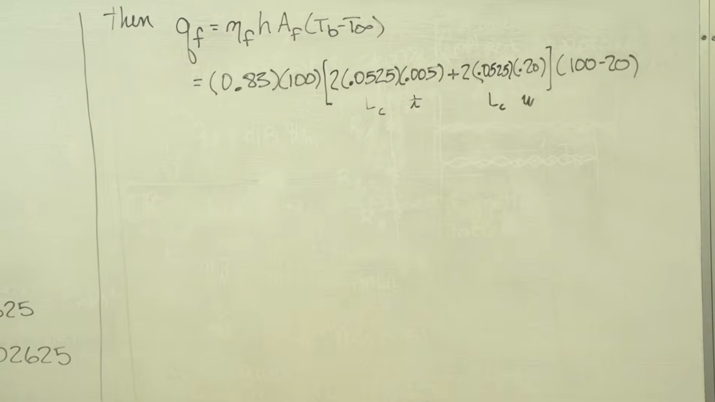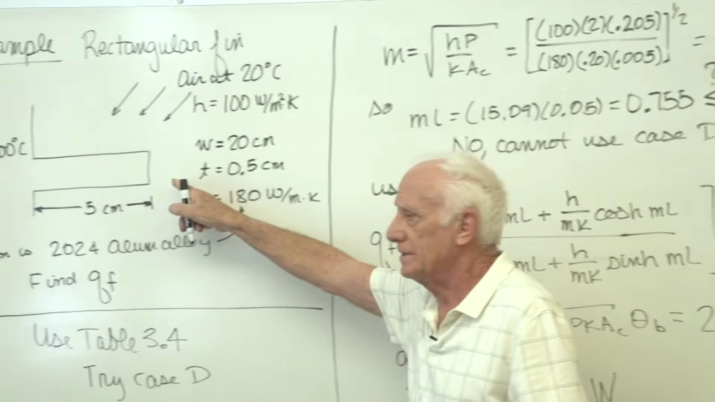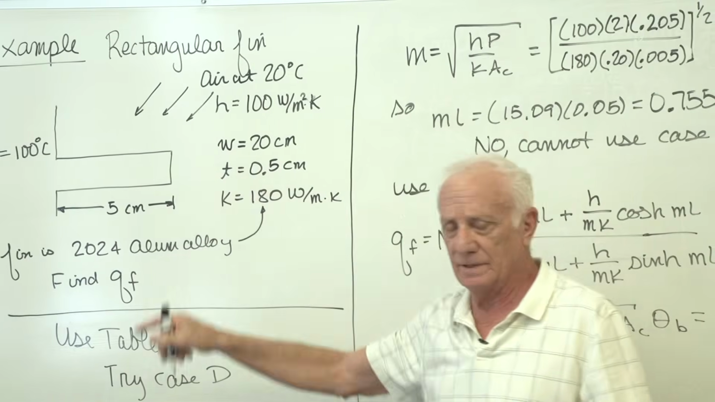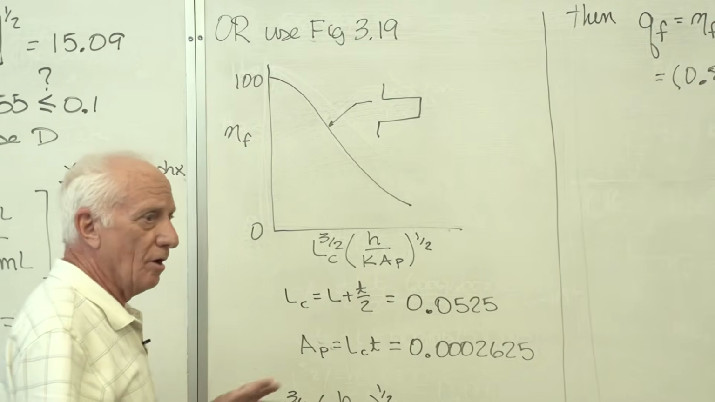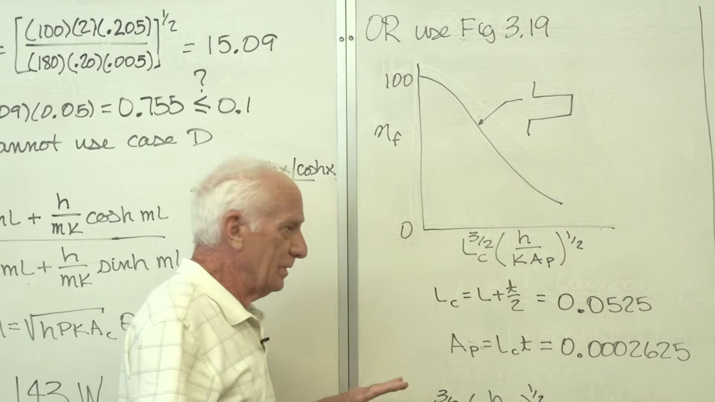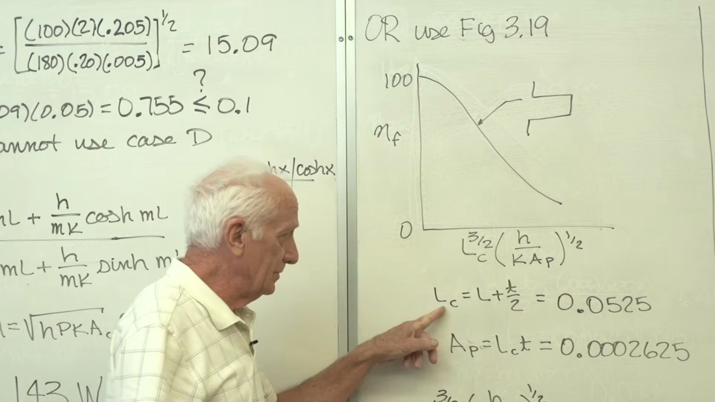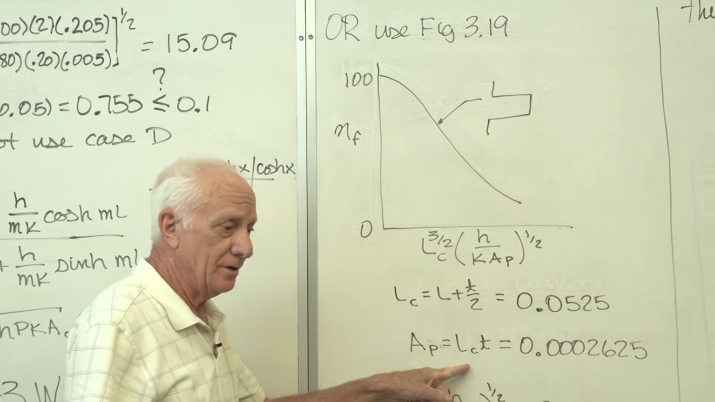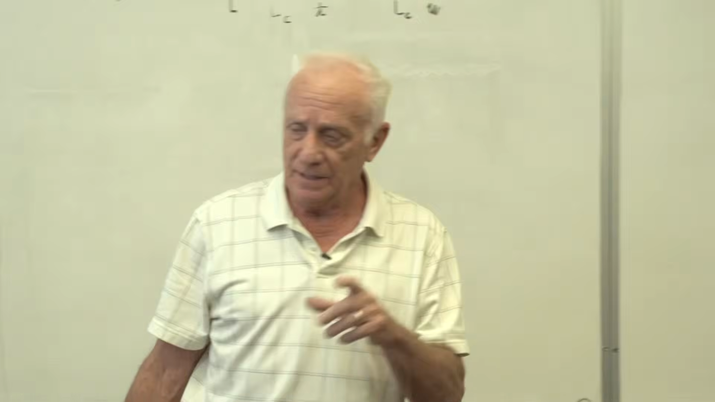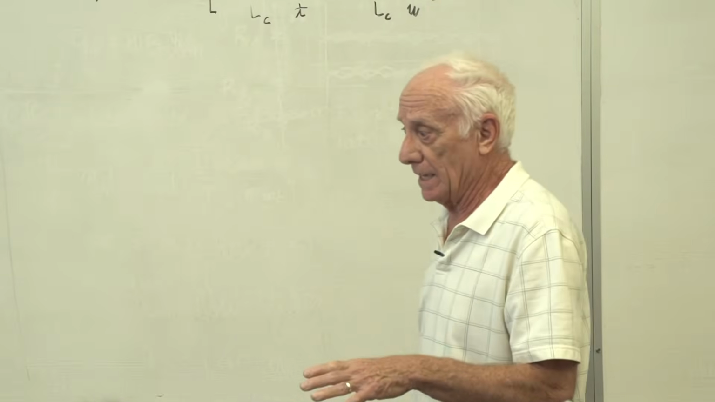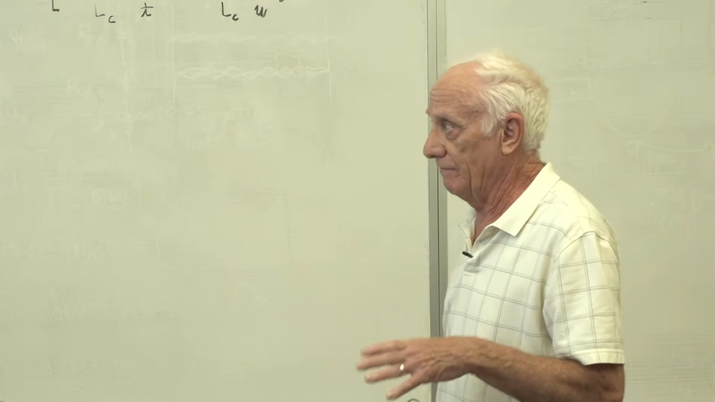You say, well, how about the fin tip? I thought the fin tip lost heat. No, look at the picture again. What are you using now? Are you using L anywhere? No, you're not using L anywhere. What are you using? Oh, L sub C here, L sub C here. You've now corrected the fin tip. With the corrected length, the fin tip is assumed to be adiabatic. No heat lost out of the fin tip.